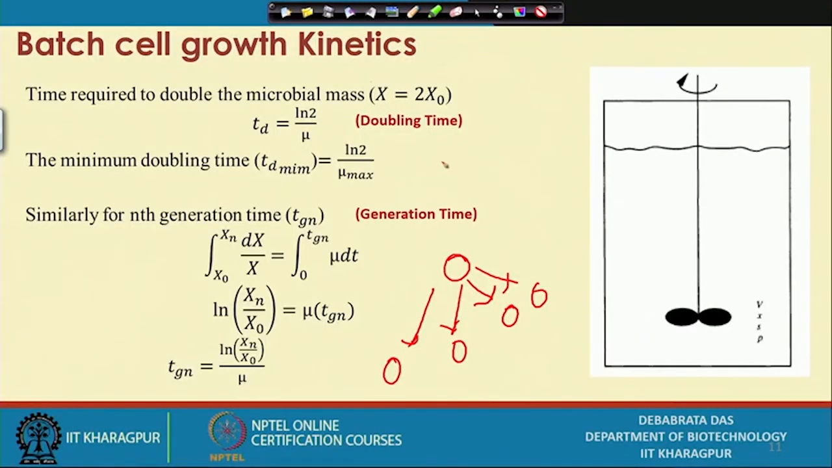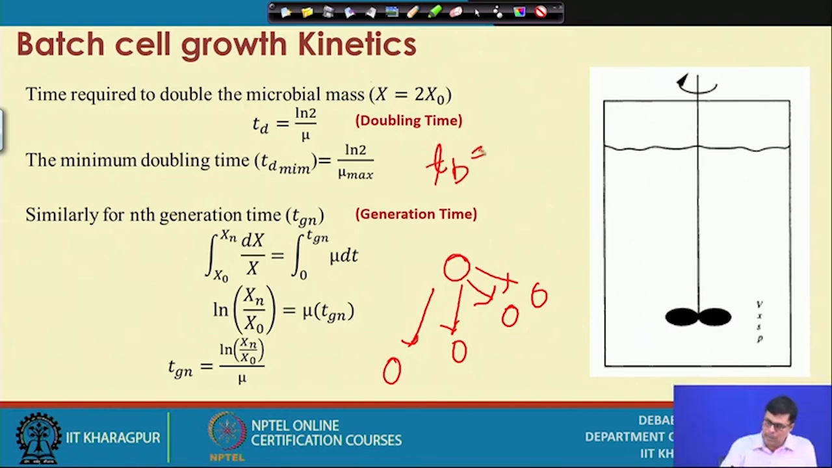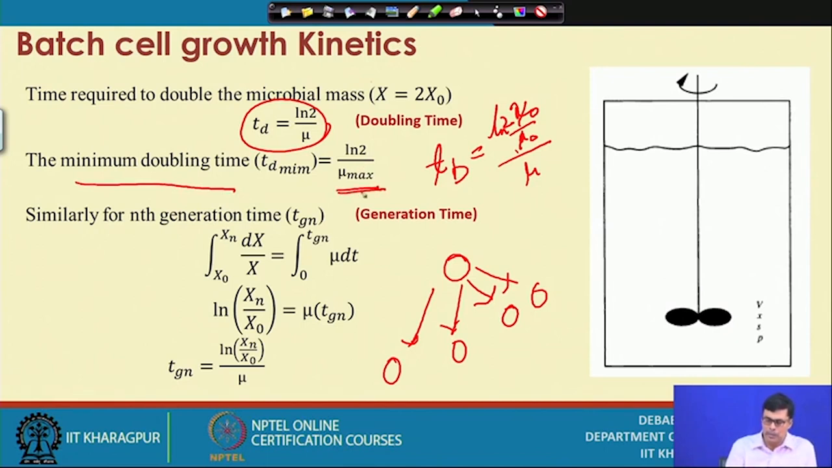What equation did we write previously? t batch equals ln(x by x0) by mu. Am I right? Doubling time means double the cell population, so x0 will cancel, and this will be ln 2 by mu. This is exactly what we have written for the doubling time. What is the minimum doubling time? This is ln 2 by mu max. Mu max is the maximum specific growth rate of the cell. So, this is the minimum. Suppose in a problem I give you the minimum doubling time of the cell, from that you can easily find out the mu max value.